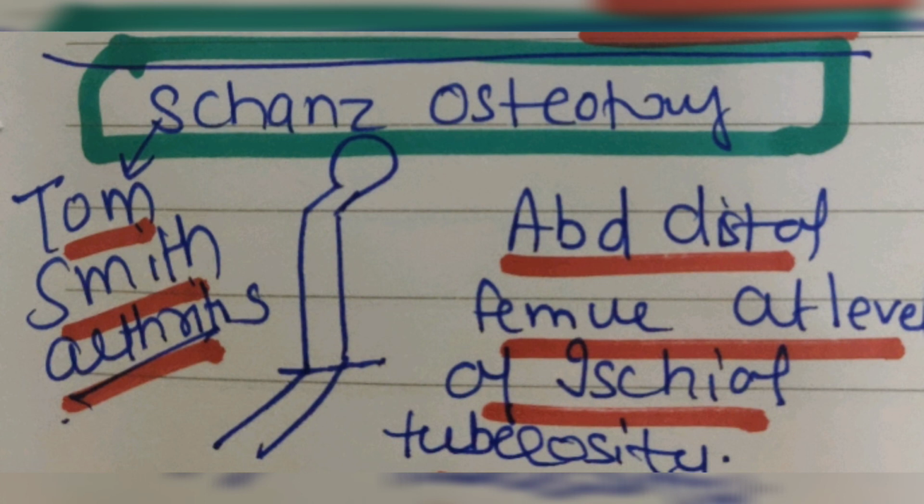Other osteotomy is Shan's osteotomy. Abduct distal femur at level of ischial tuberosity. It is also done in Tom Smith arthritis. What is a Phemister triad in TB? It is juxta-articular osteoporosis, peripherally located osseous lesion, and gradual narrowing of joint space. What is Bachelor's osteotomy? Bachelor osteotomy is Girdlestone arthroplasty plus pelvic spot osteotomy. That is called Bachelor's osteotomy.